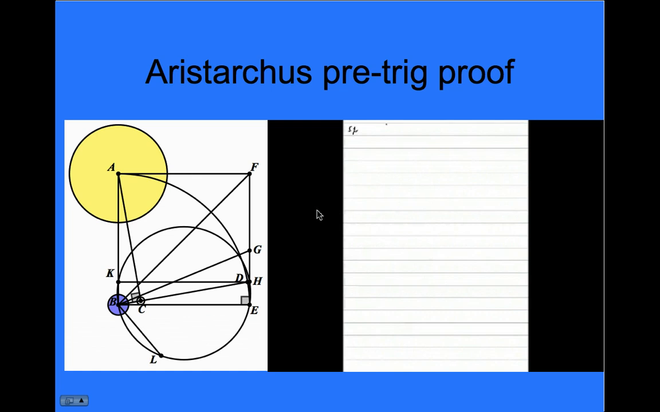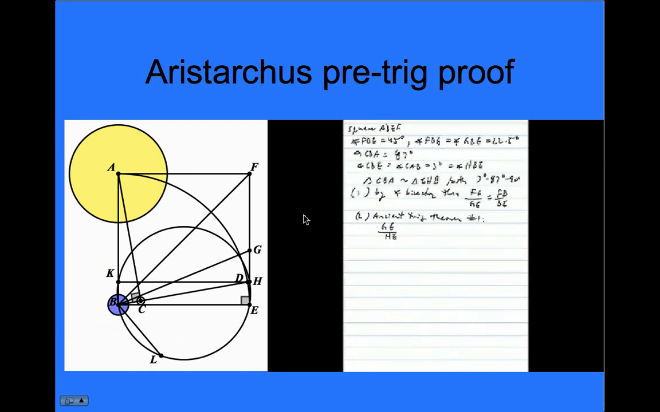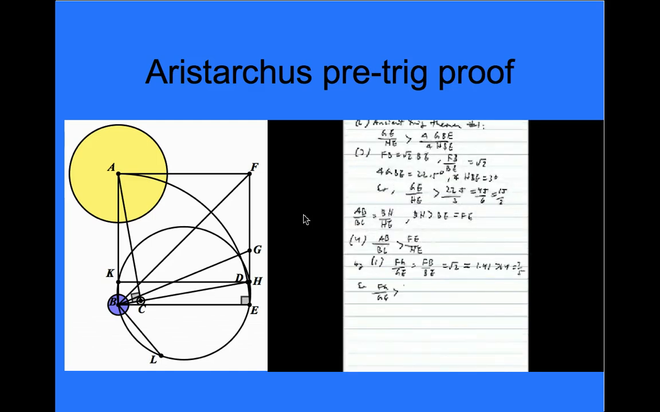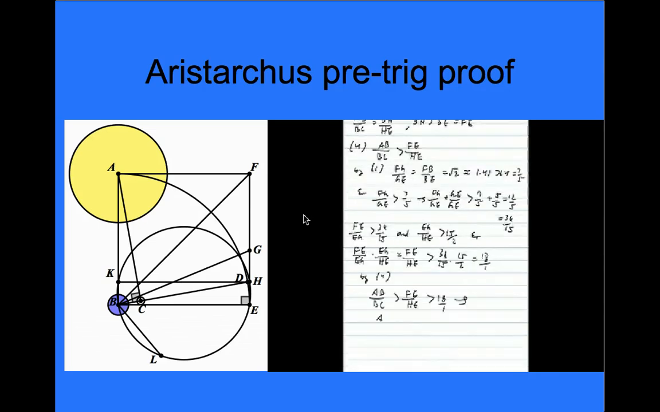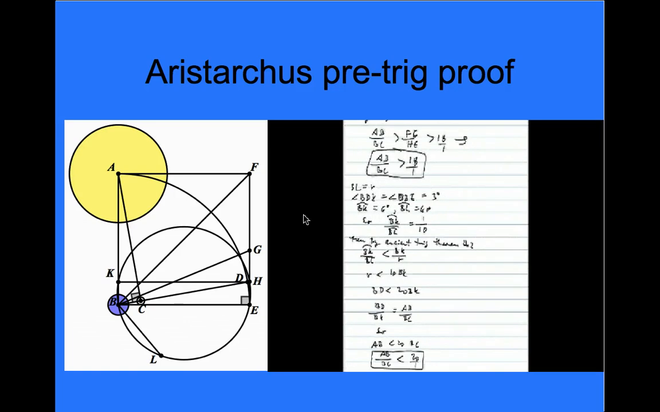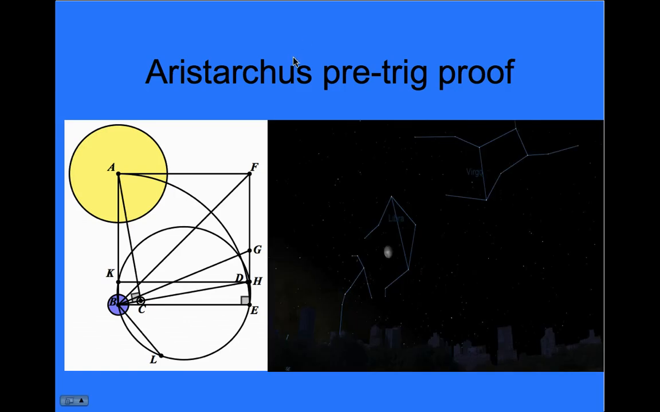Some cool proof. Oh, here it comes. This is a really fast write-up of Aristarchus's proof, along with the diagram on the left, of how he proves that the ratio was between 18 and 20 times as far. It was pretty cool. I have to fix that.